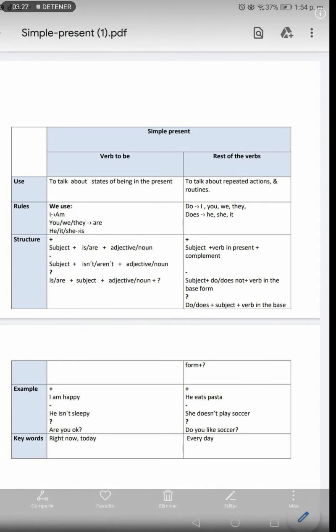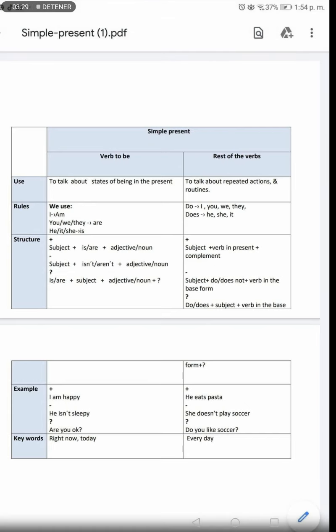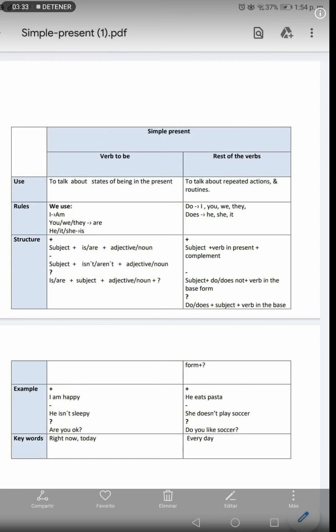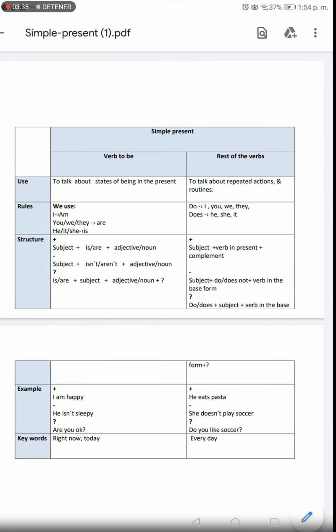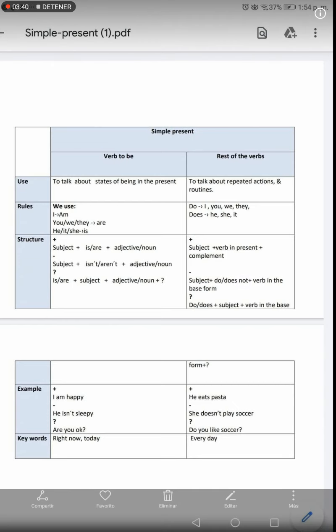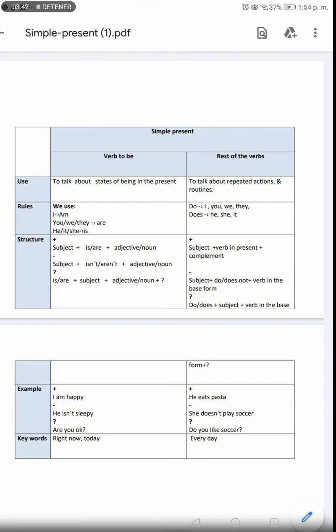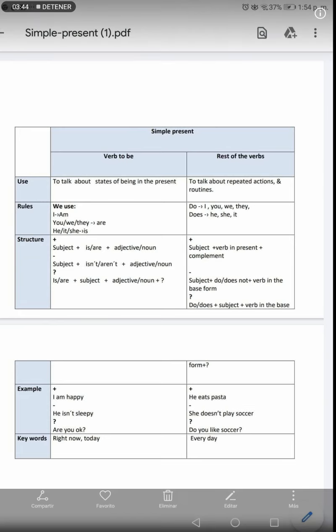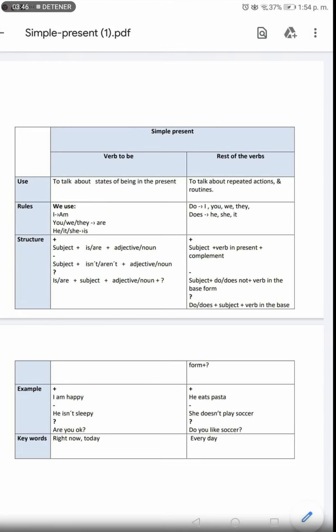In negative is going to be subject, auxiliary verb, do or does. You know that we use do for I, you, we, they. We use does for he, she, it. So do, does, then we have not, the negation, plus the verb in the base form. This is important. The verb must be in the base form. El verbo se queda en su forma simple o su forma presente.